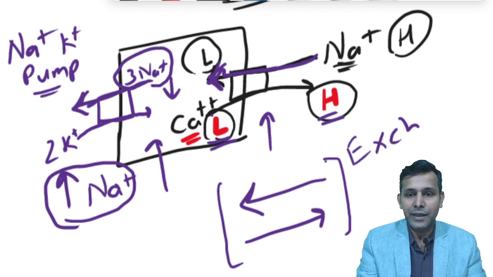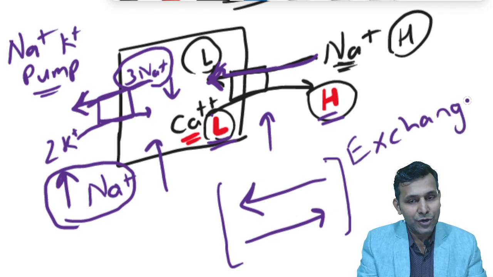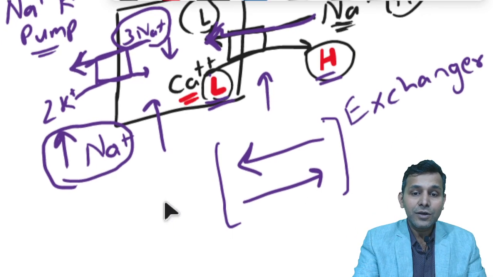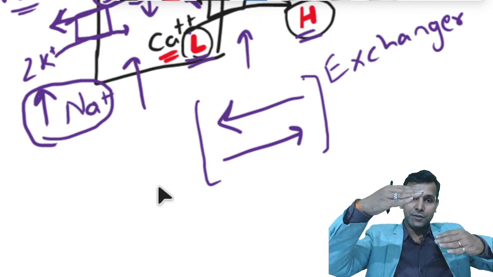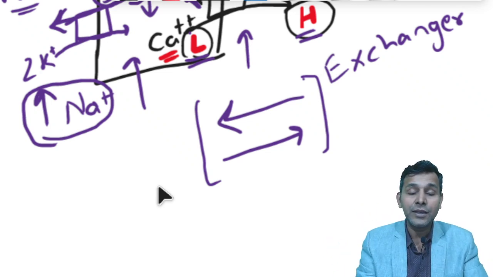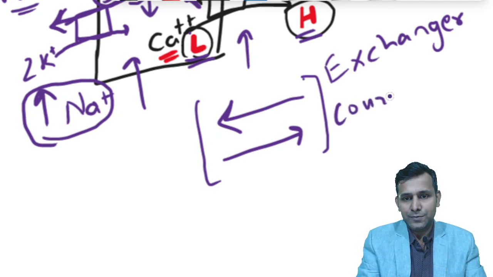Remember, an exchanger or counter transport, where one substance moves in and the other substance moves out, in the opposite direction. Both the substances are moving in opposite directions. So, exchanger or counter transport.